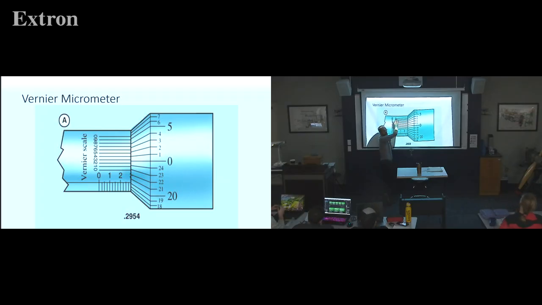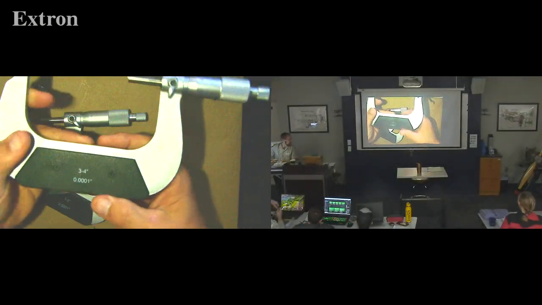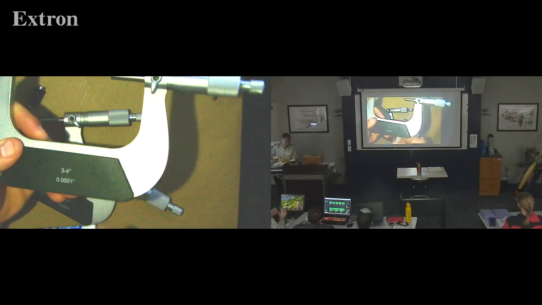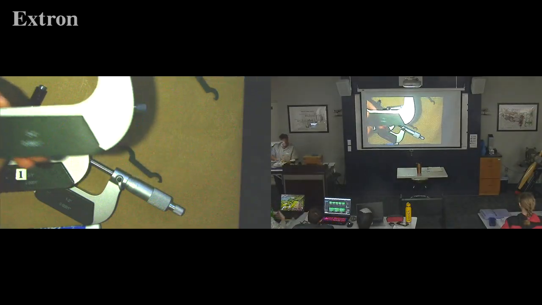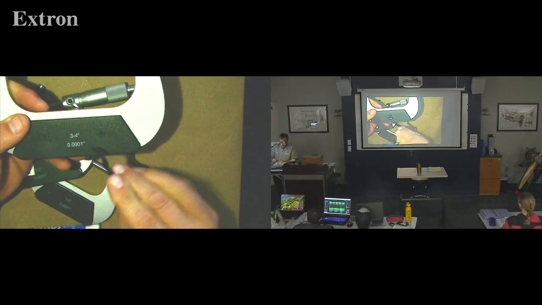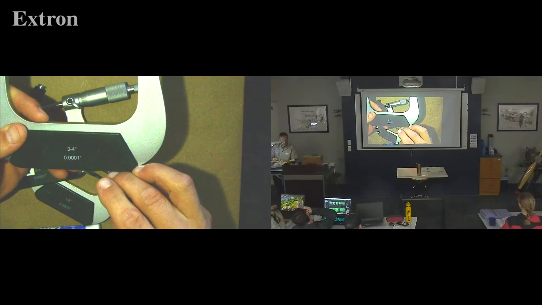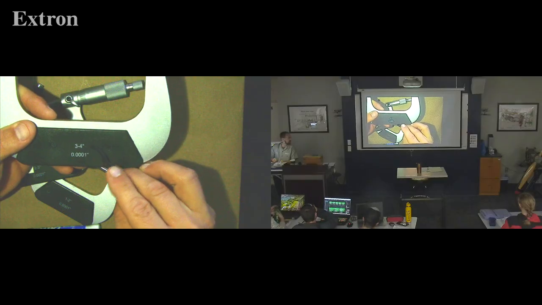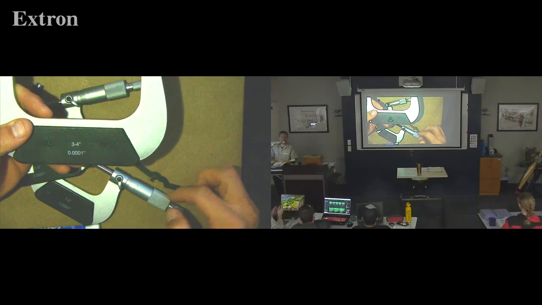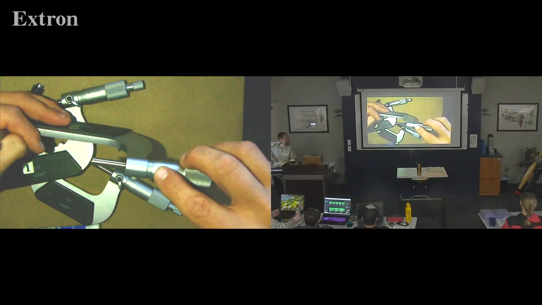Hey, if you see this, how do you know that? Oh, I'm glad you asked. This scale says 3 to 4 inch. That's my first number. So this number right here comes down to here. But notice what scale it says: 0, 0, 0, 1. So it goes to how many numbers here? 10 thousandths. And there you go. Look at that. There it is.